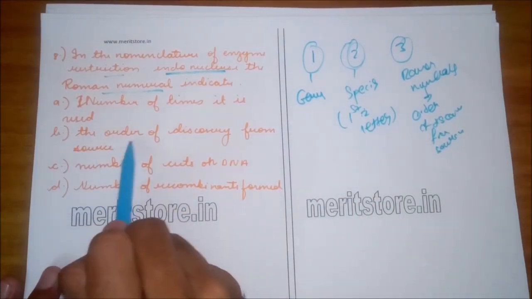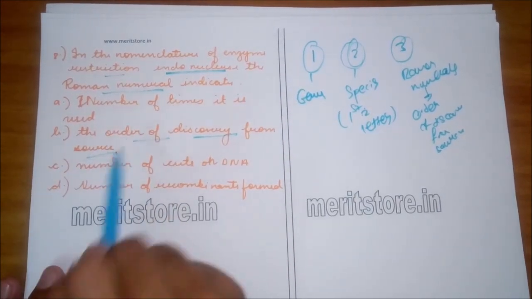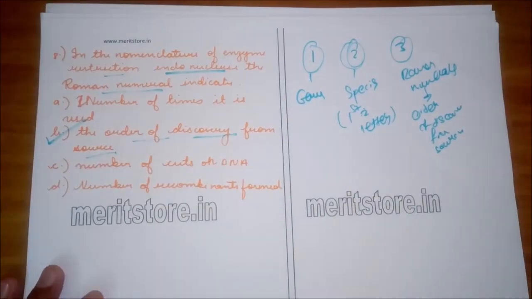So option B, which states that the order of discovery from the source, is the correct answer. Number of times it is used, no. Number of cuts, no. So option B is the correct answer.